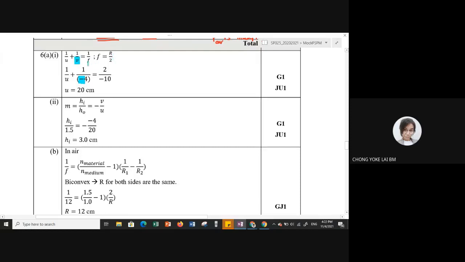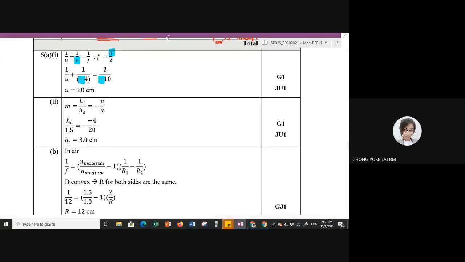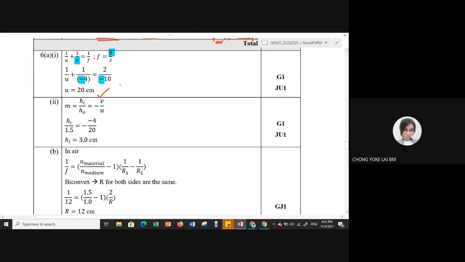Then focal length is R over 2. So teacher masukkan terus dalam formula. So saya ada R 2 bahagi R lah. So the value of R also put in the negative because it's a convex mirror. Then we will get the object distance 20 cm. So gantian 1 markah, jawapan unit 1 markah.